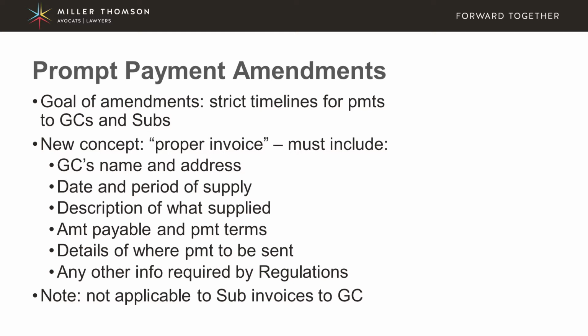Now, what a proper invoice entails is that it must include the general contractor's name and address, the date and period of supply that they supplied services or materials to the improvement or the project, a clear description of what was supplied, the amounts payable and the payment terms, details of where the payment is to be sent, and any other information which will be required by the regulations, which, as I mentioned earlier, have not yet been finalized. So there could be other information that is required, but that remains to be seen.